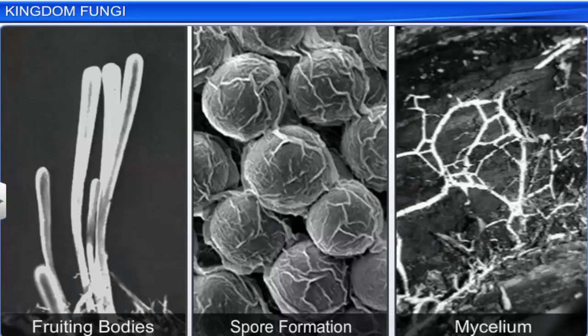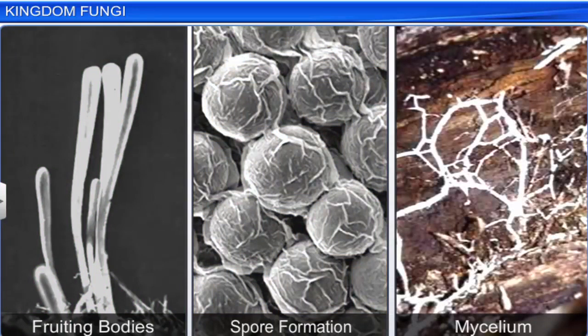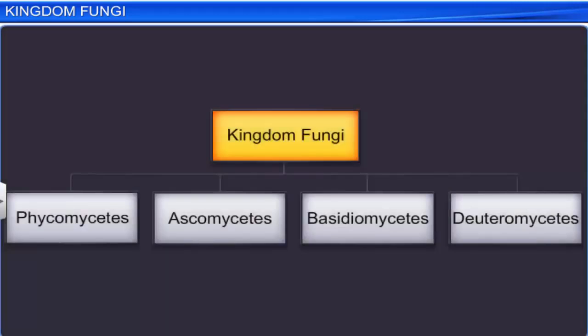Together, the fruiting bodies, the mode of spore formation, and the morphology of the mycelium form the basis of the division of the kingdom fungi into various classes. There are four main classes of fungi: Phycomycetes, Ascomycetes, Basidiomycetes, and Deuteromycetes.